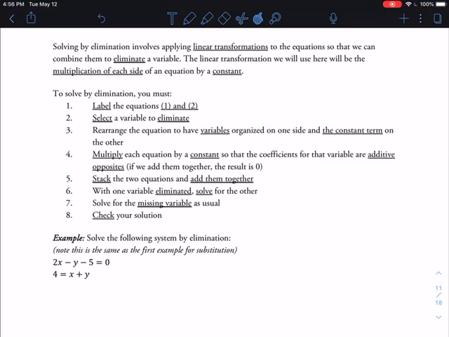The process for solving by elimination includes what we call applying linear transformations, which essentially just means multiplying or dividing an equation by a number. So multiplying every term or dividing every term by some number. And then once we do that, we're going to be able to eliminate a variable, and I'll show you how we do that, okay? But the key thing to keep in mind is that we're always multiplying or dividing by a number and not a variable.